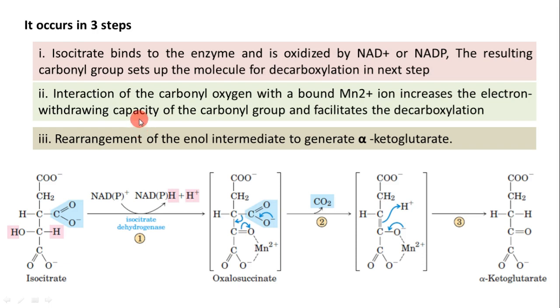And this dehydrogenation of isocitrate into alpha ketoglutarate takes place in 3 steps. In the first step, the isocitrate will bind to the enzyme and is oxidized by NAD plus or NADP according to the kind of enzyme. Then the resulting carbonyl group sets up the molecule for the decarboxylation in the next step. So here what is happening is that the NAD plus or NADP plus will take up the hydrogen atom.